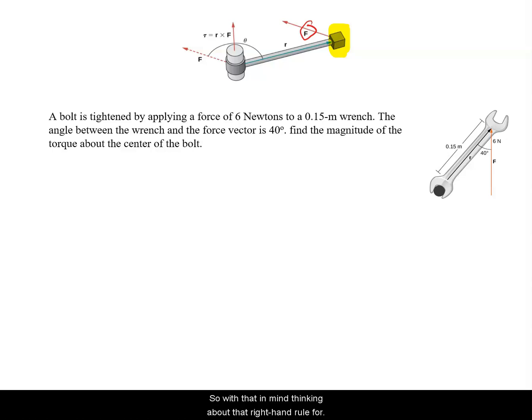So with that in mind, thinking about that right-hand rule for cross products, if I have a right-hand threaded bolt, then this radius, this R, cross F, line your fingers up with R, curl them towards F. Your thumb will be pointing upward, and you will have basically what we see here as the torque, or the rotational force, necessary to either tighten or loosen the bolt, depending on the direction of the force.